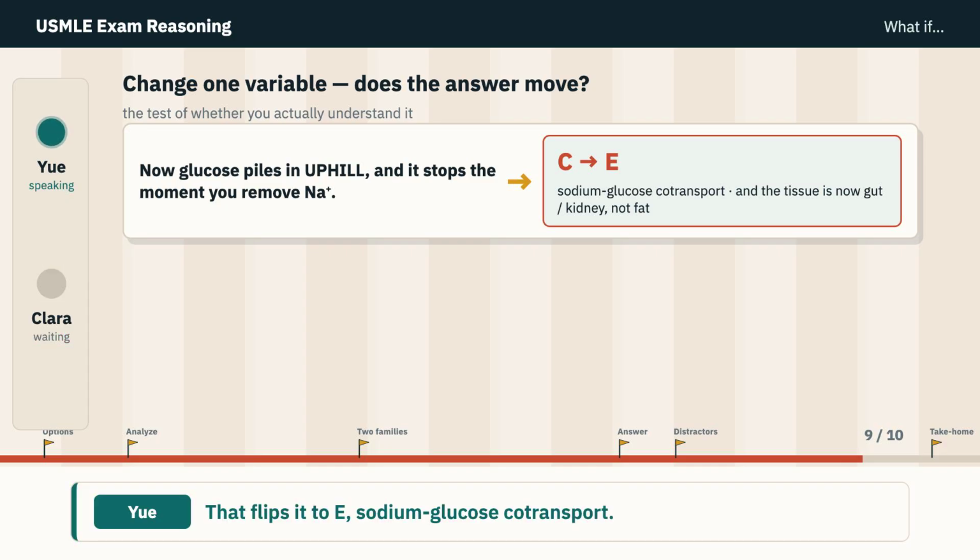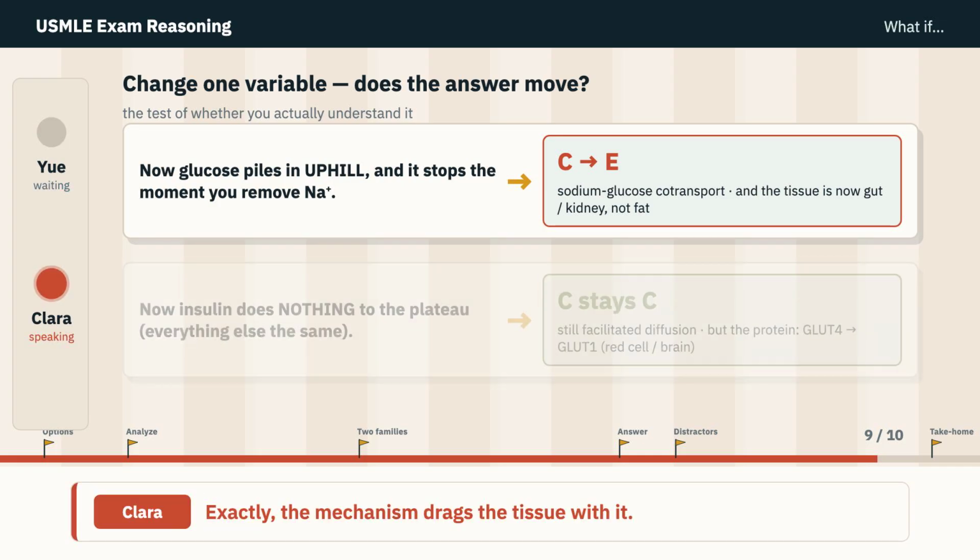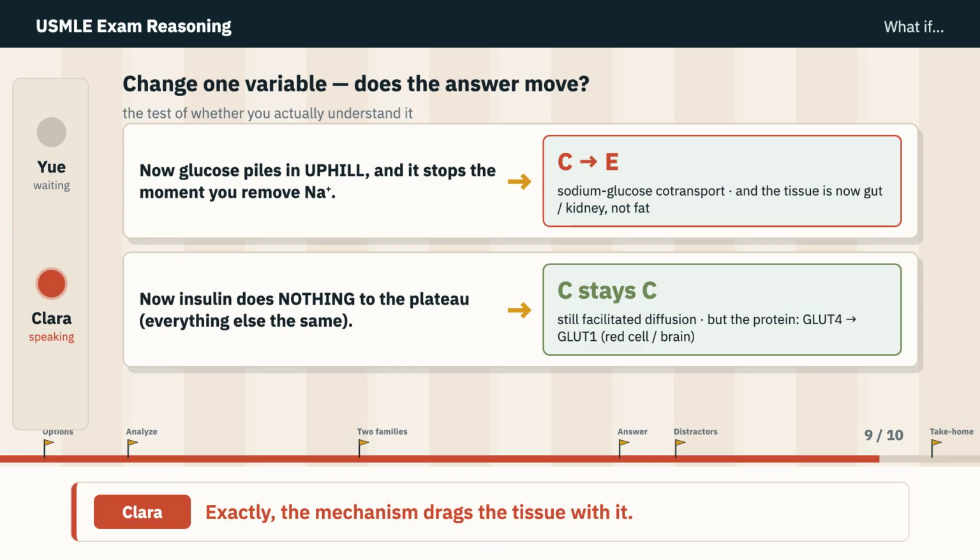Sodium glucose cotransport. Uphill plus sodium dependent is SGLT. And a bonus you'd now say without being asked? These wouldn't really be fat cells anymore. That behavior belongs to gut or kidney, where SGLT lives. Exactly, the mechanism drags the tissue with it.